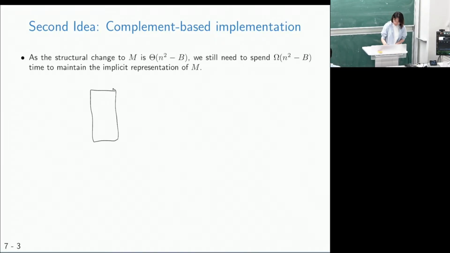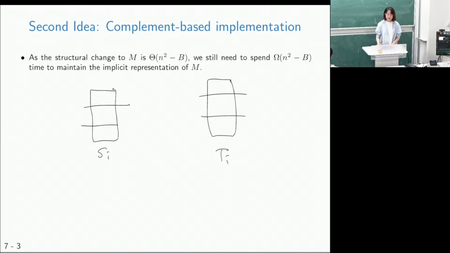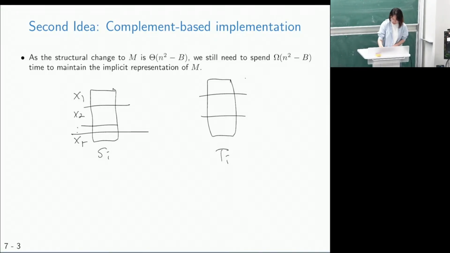We have point set X, a point set Si, and point set Ti. We want to represent a set of edges in M between Si and Ti. And for this purpose, we split each set into a constant number of subsets. So this is X1, X2, Xr. And we split Ti in the same way.